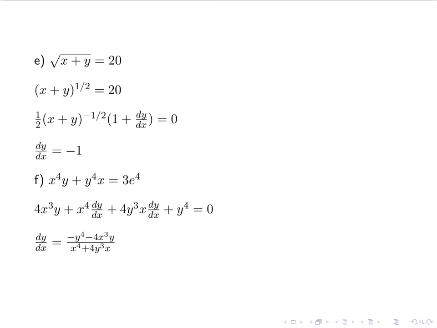But again, just remember that after you've differentiated, it's just algebra, so don't let it freak you out. Put everything with the dy/dx on one side, everything without the dy/dx on the other, factor it out if you have to, and then divide by what you factored it out of.